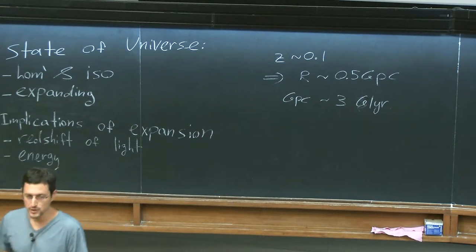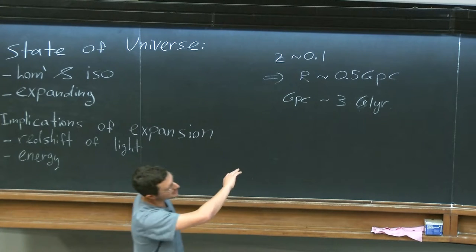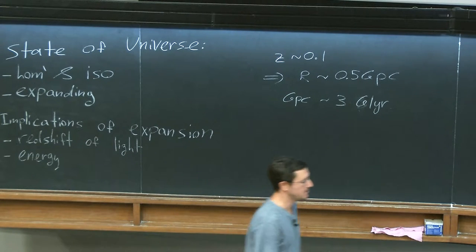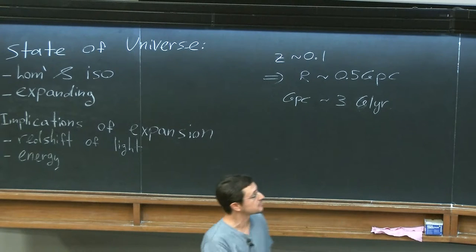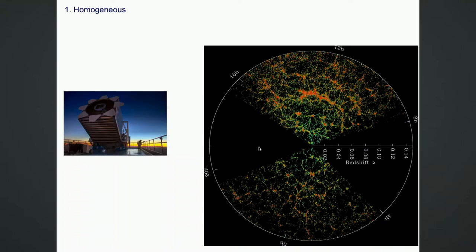Okay, so 3 billion light years away, this is roughly the scale at which we're looking in this map. And the statement of homogeneity, which is really not that trivial to see from this map, doesn't look very homogeneous. The statement of homogeneity is that if you would divide this map into large chunks of order a few hundreds of megaparsec across, then roughly the distribution of these galaxies in each chunk is roughly similar.